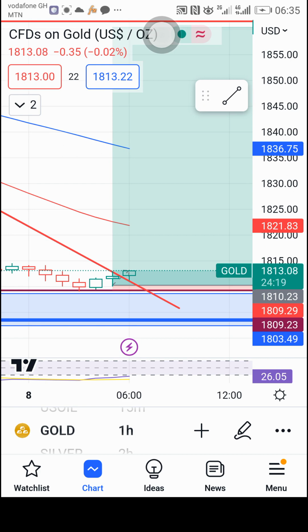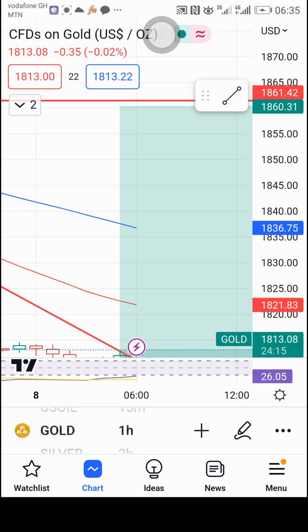And the trade is moving. My profit target is 1860. I'm expecting the price to go back to the previous high, 1856, around 1858, 1860. That is where I'm expecting to take my profit. So you can trade with me.